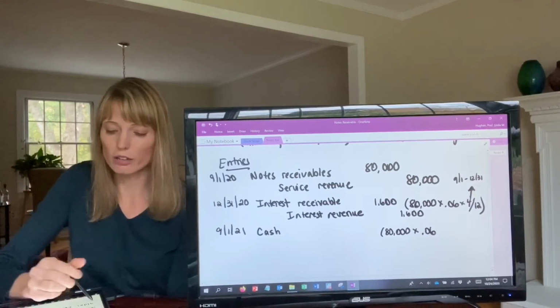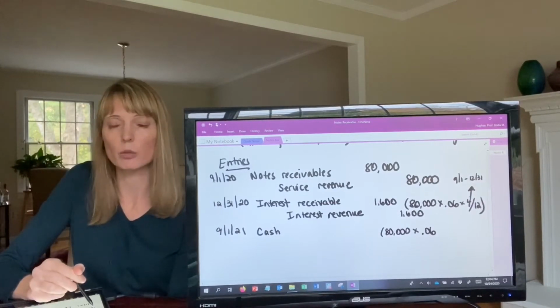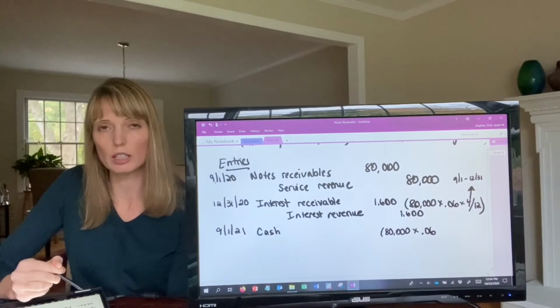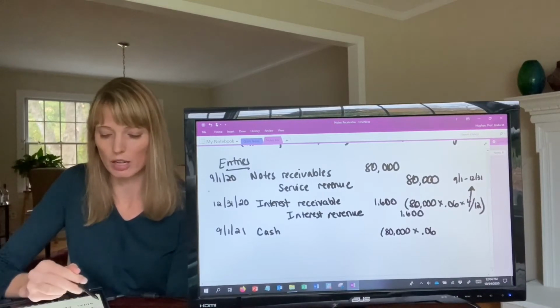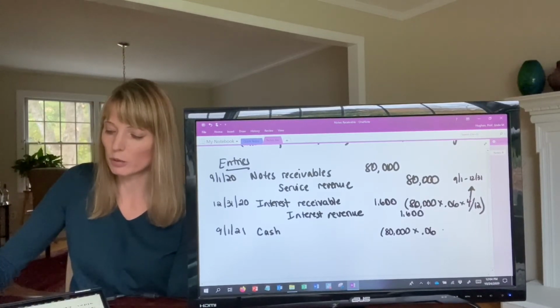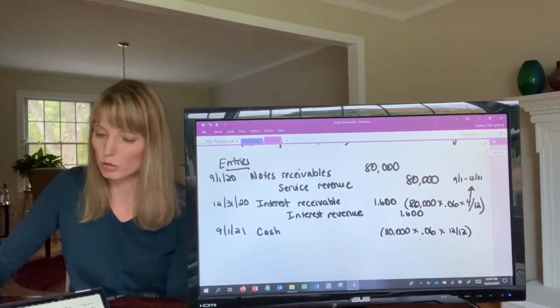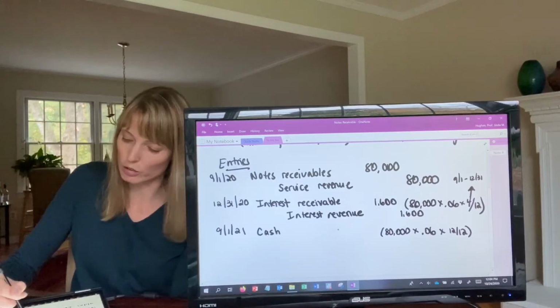And then for the entire year, right? The note was issued exactly 1 year ago. Interest is accruing each moment as time passes. And then that following year, 12 out of the 12 months have gone by. So 1 year's worth of interest, $4,800.